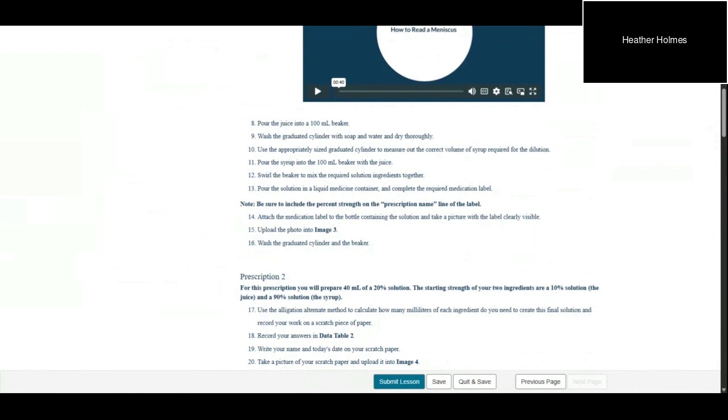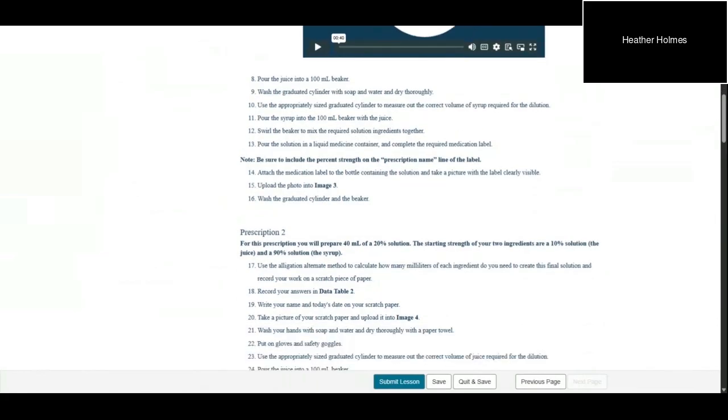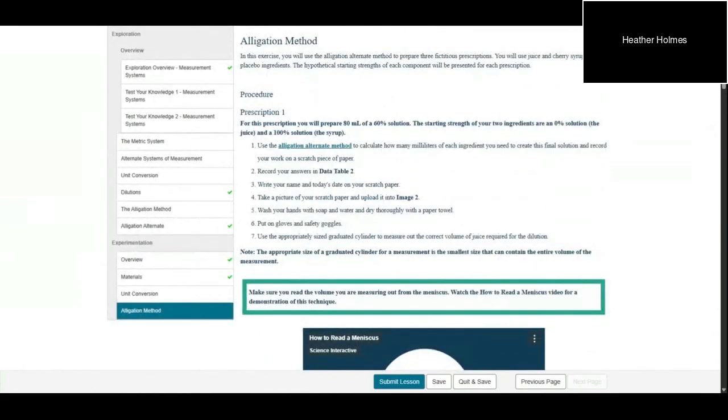Pour the syrup into the 100 ml beaker with the juice, and you'd swirl it around a little bit, and you'd pour the solution into the little amber 4-ounce bottle that I showed you earlier. Be sure to include their percent strength on the prescription name. So the percent strength would be the 60%.